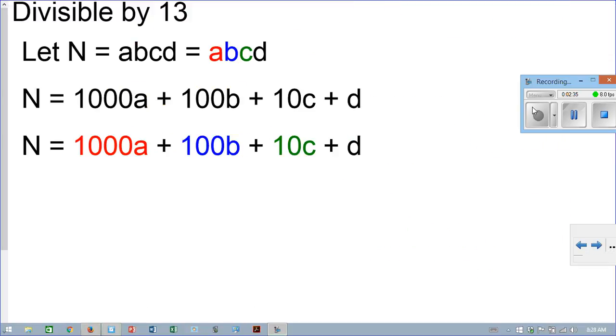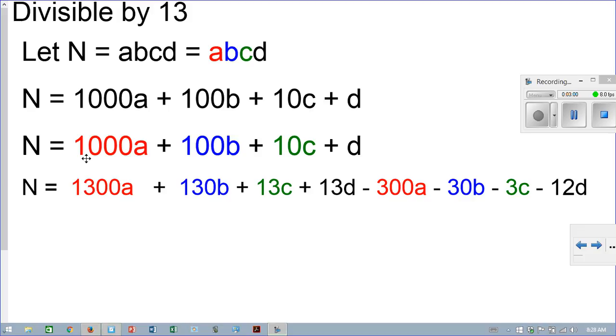So now we're going to look at divisibility by 13. Once again, we're back to a 4-digit number, and I'm going to start with that expanded form, just like we've done with the others. And I just want to go ahead and get multiples of 13, just like I've tried to do with the others, trying to get multiples of whatever I'm trying to prove for my divisibility. So I have 1,000a, that's 1,300a, which is a multiple of 13, but 1,300 is 300 more than this, so I need to have a minus 300a here.